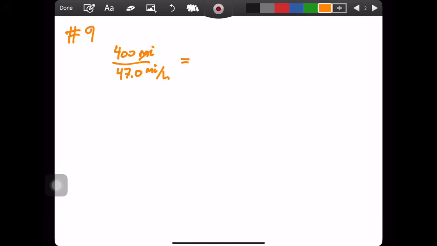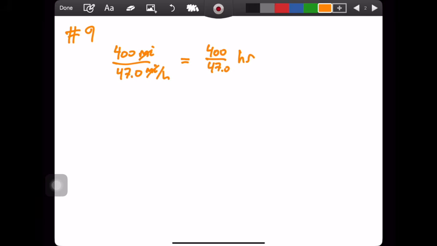The miles are going to cancel, and because I have 1 over hour in the denominator, 1 divided by 1 over something is that something. So it's going to be 400 divided by 47.0, and that's hours. And I want to show you how you can convert this to minutes.